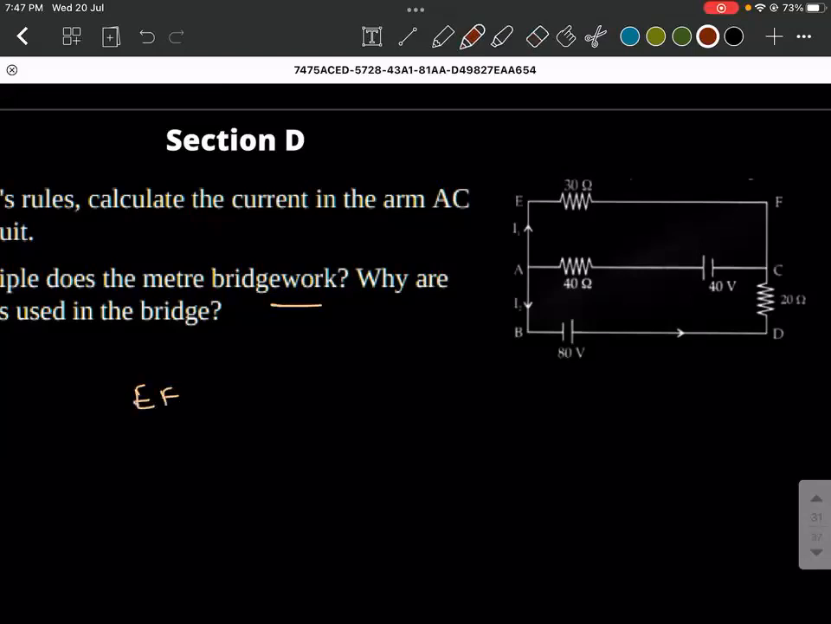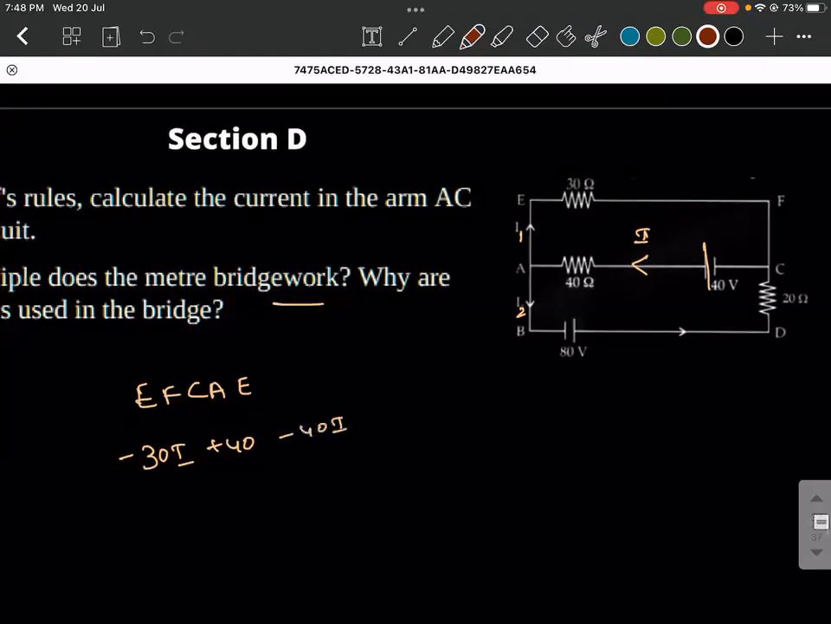So if I take the loop EFCAE, E to F, I get minus 30I plus 40. When in doubt, how are I1 and I2 there? That is what I was wondering. Let's take this as I. Going from low to high is plus, not minus. Minus 40I is equal to 0.